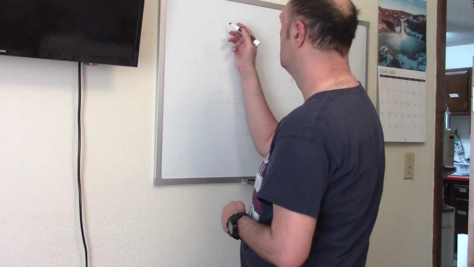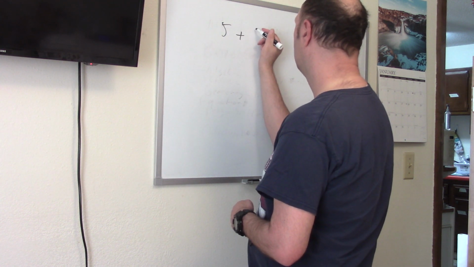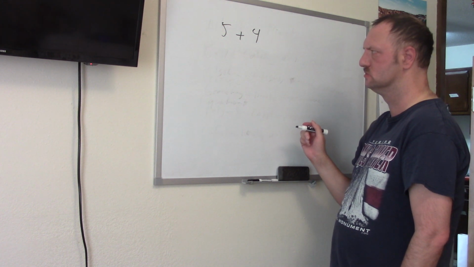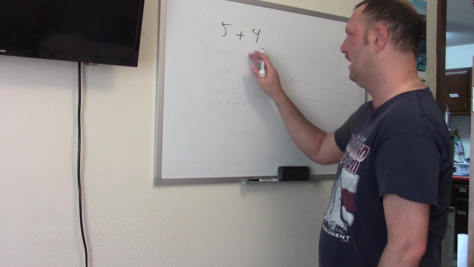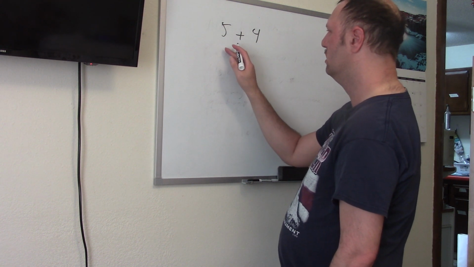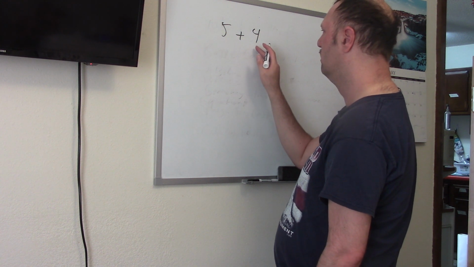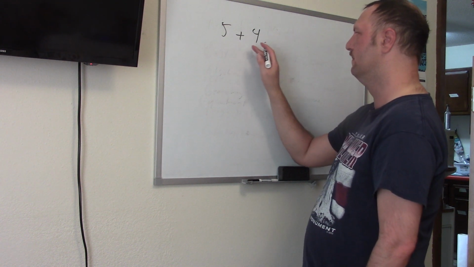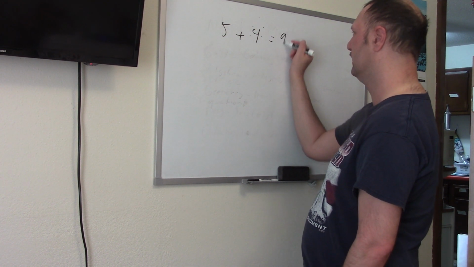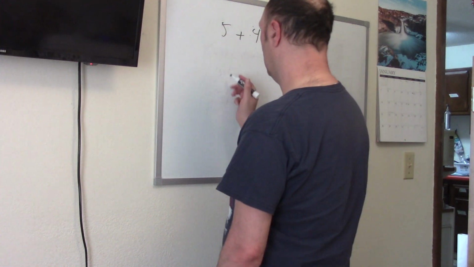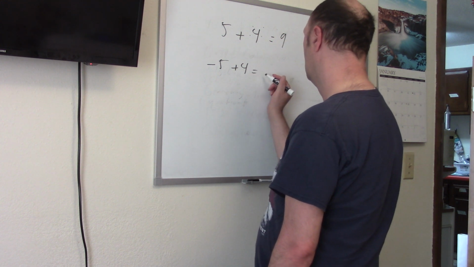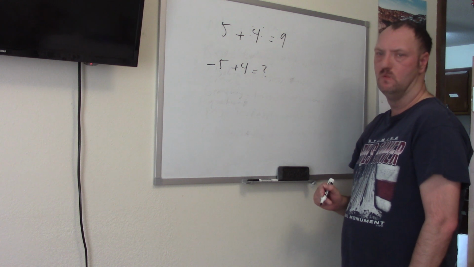If I were to say 5 plus 4, for example, that is basic counting math itself, basic addition. If I say, what is 4 more than 5? If you count 5, 6, 7, 8, 9, you get 9. Now, for example, if I were to say -5 plus 4, that might be a little bit trickier too.